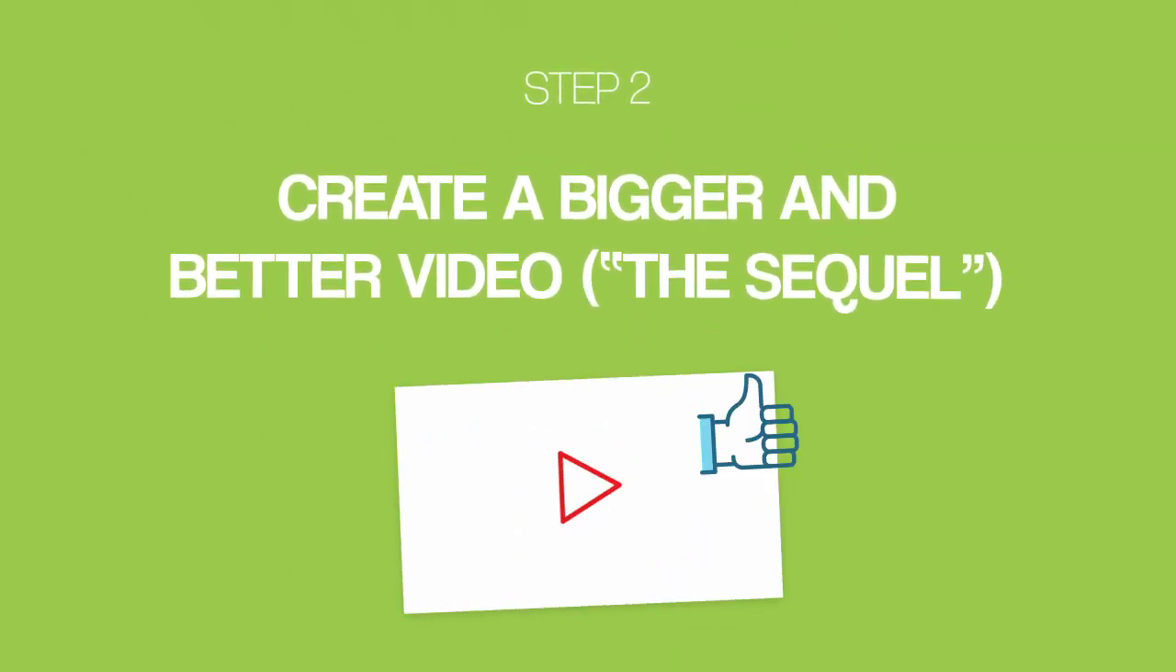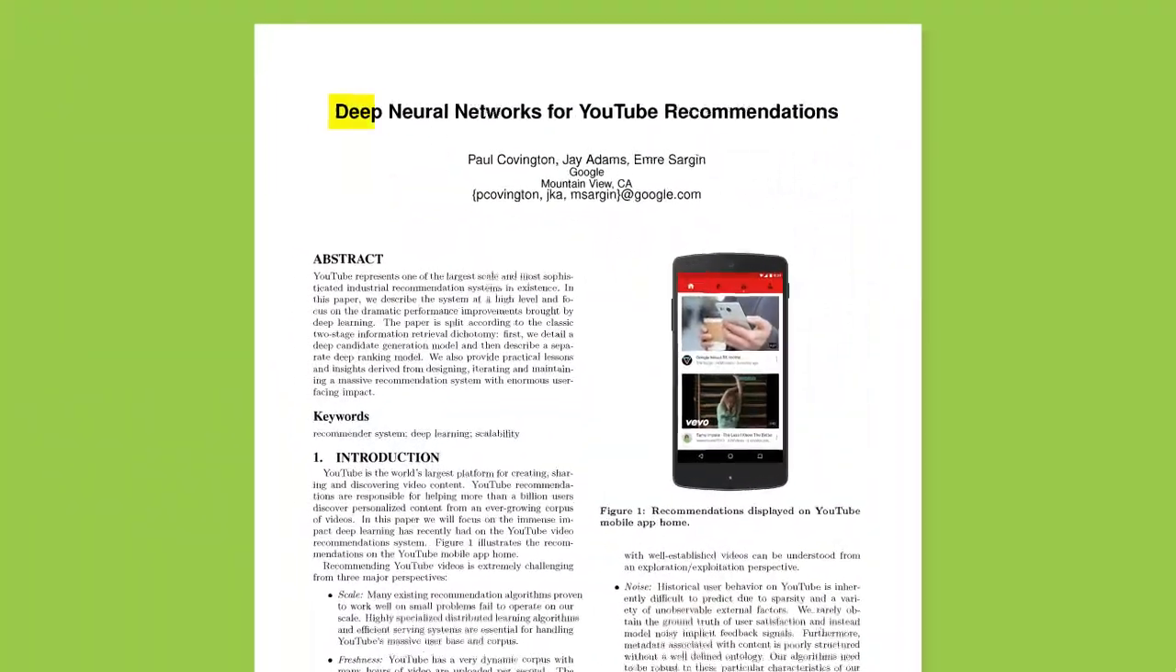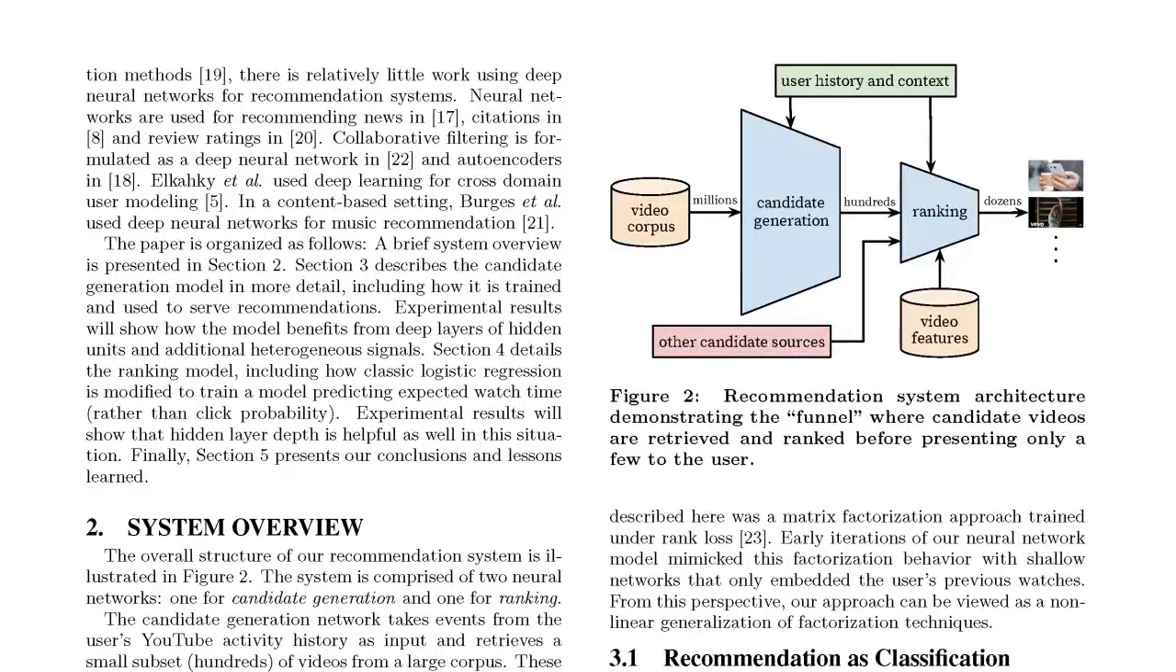Next, it's time for step number two, create a bigger and better video, the SQL. So now that you've found a popular video, it's time to create something bigger and better. Why is this important? Well, a while back, YouTube published a little known research paper called Deep Neural Networks for YouTube Recommendations. And this paper outlined how suggested video probably works.